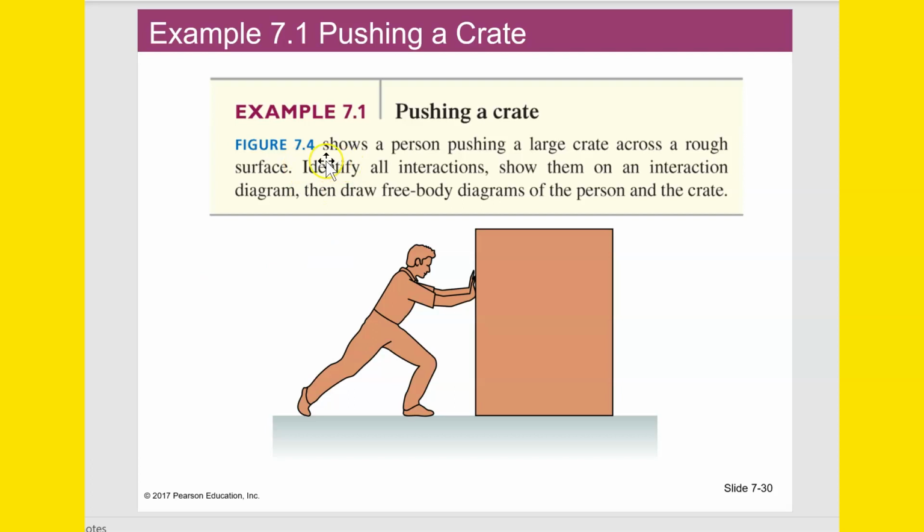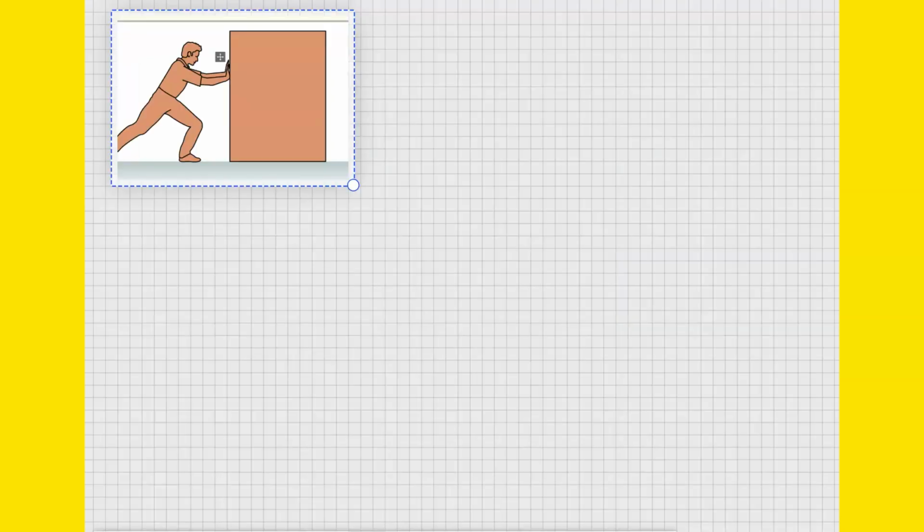Pushing a crate. Figure 7.4 shows a person pushing a large crate across a rough surface. Identify all interactions and show them on an interaction diagram. Then draw the free body diagrams of the person and the crate. Alright, so if I were trying to draw an interaction diagram, let's let this be the man, the person. Let's let this be the crate.